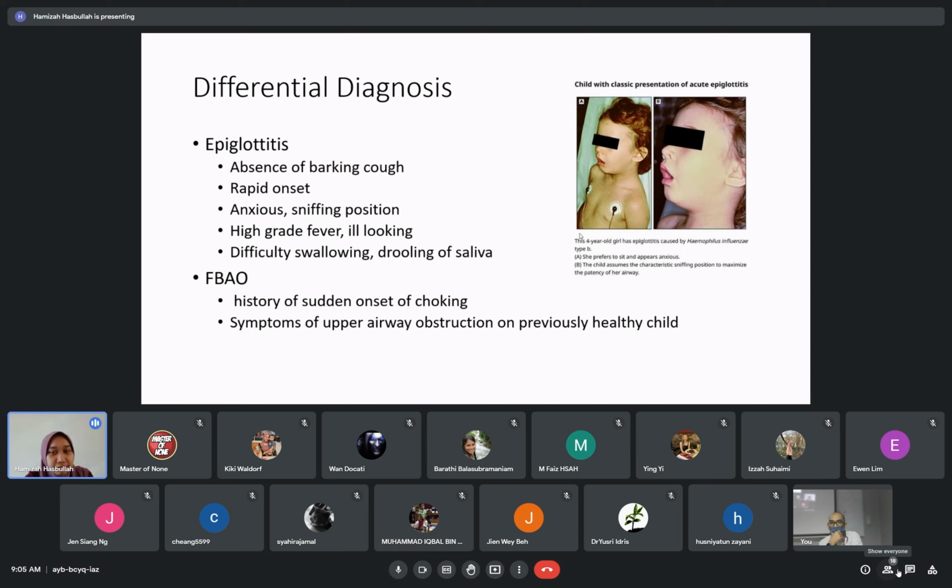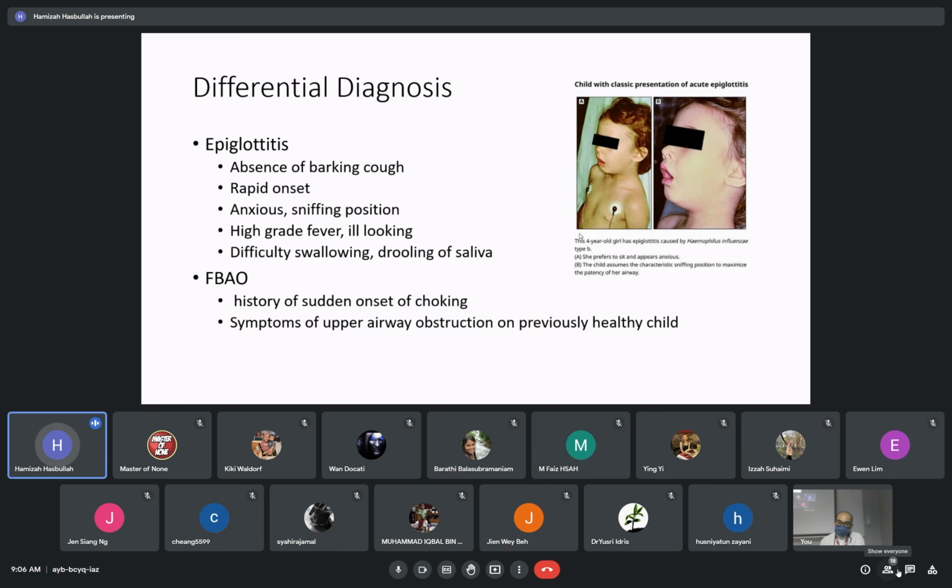the airway. There is also high grade fever, since it is more of a bacterial infection. So the patient will be ill looking with difficulty swallowing, also having drooling of saliva because of pain at the epiglottis. For foreign body airway obstruction, there will be a history of sudden onset of choking. Previously the child was well, maybe eating, and then suddenly develops a stridor and barking cough.